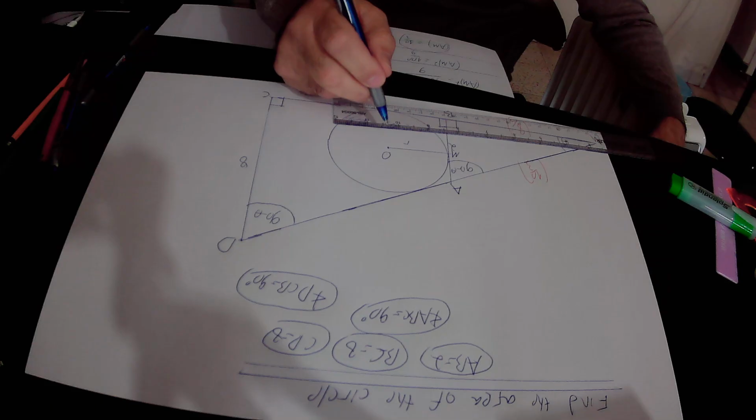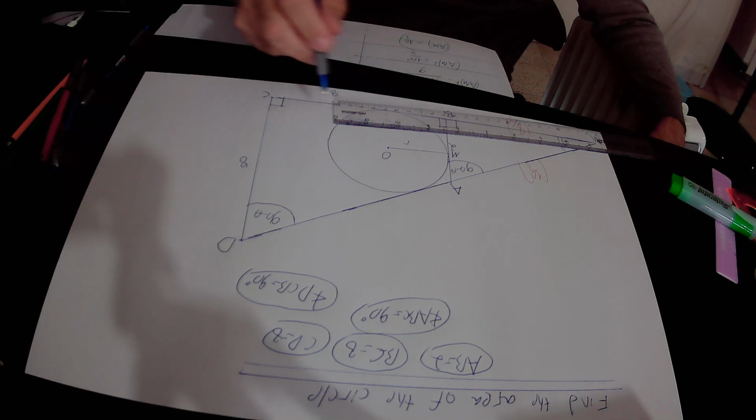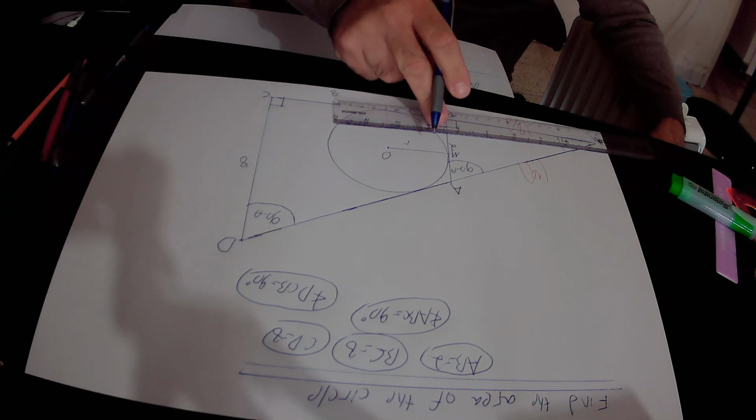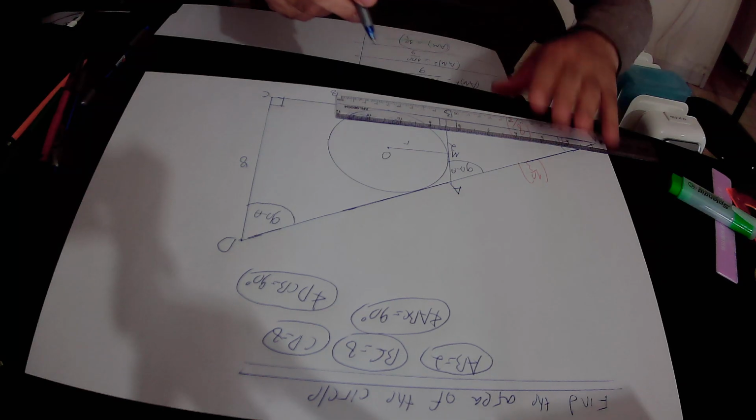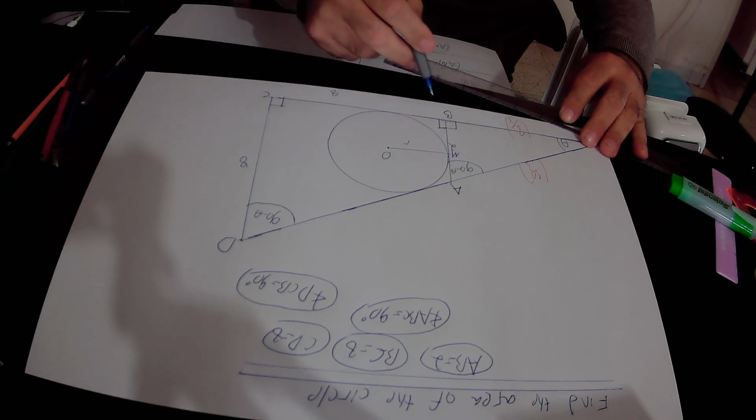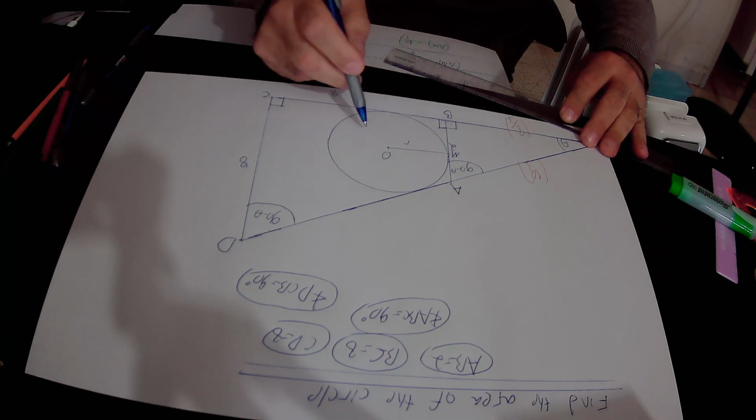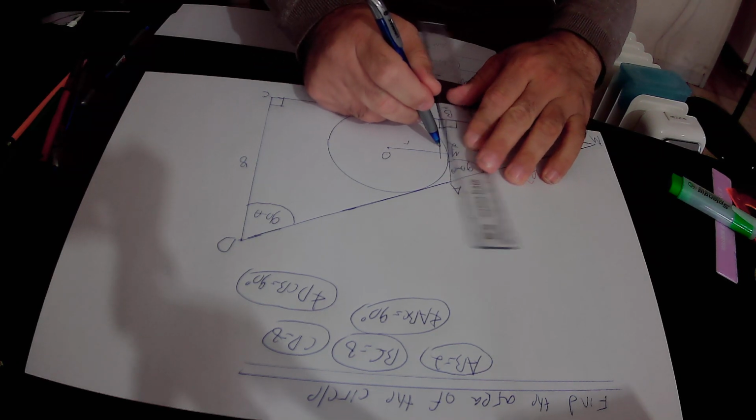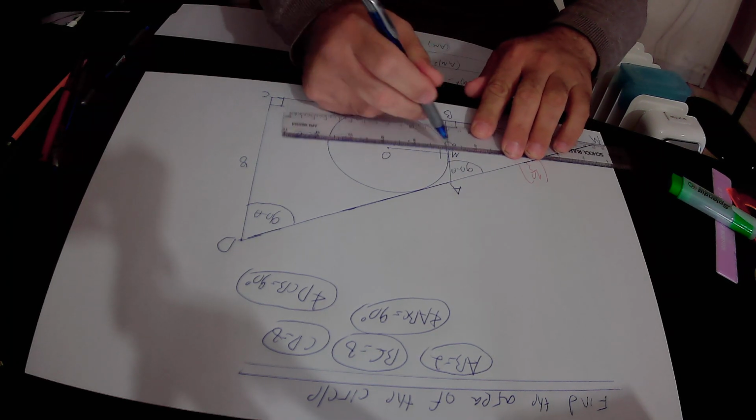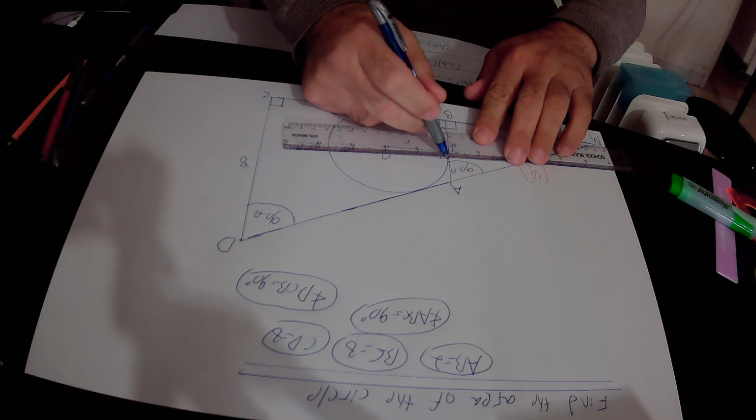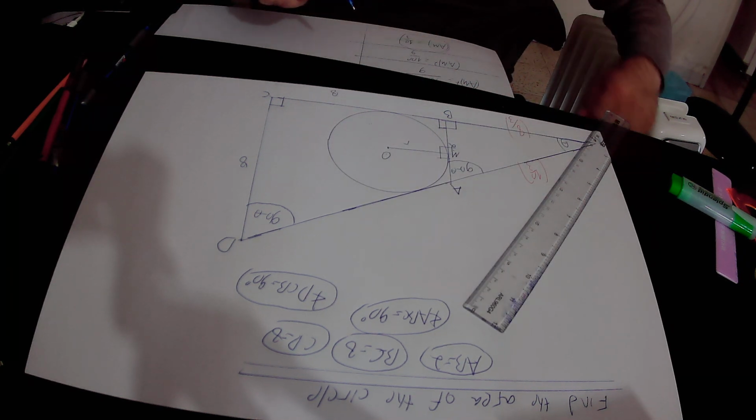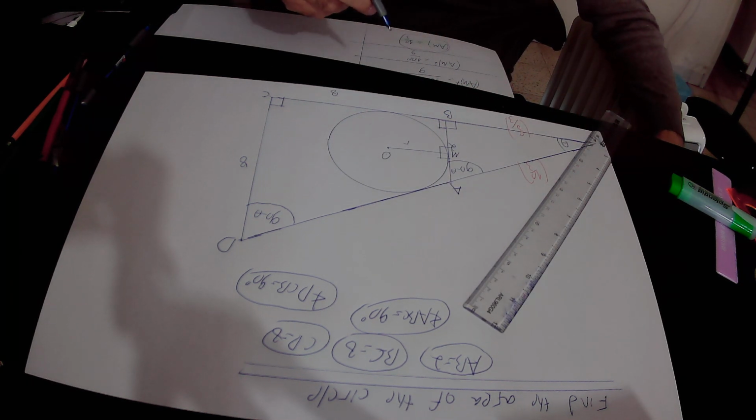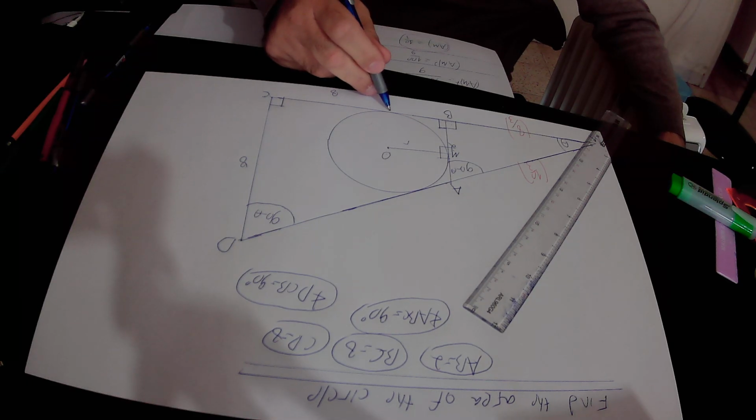So here we have the radius OM that is drawn to the point of tangency, that is to say it is drawn to point M. Therefore, tangent AB will be perpendicular to the radius MO. That is to say, this angle equals 90 degrees, and this angle equals 90 degrees, according to rule number 1.